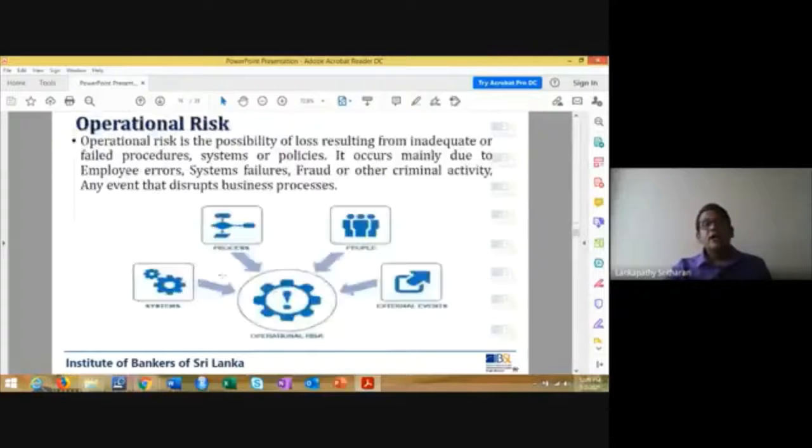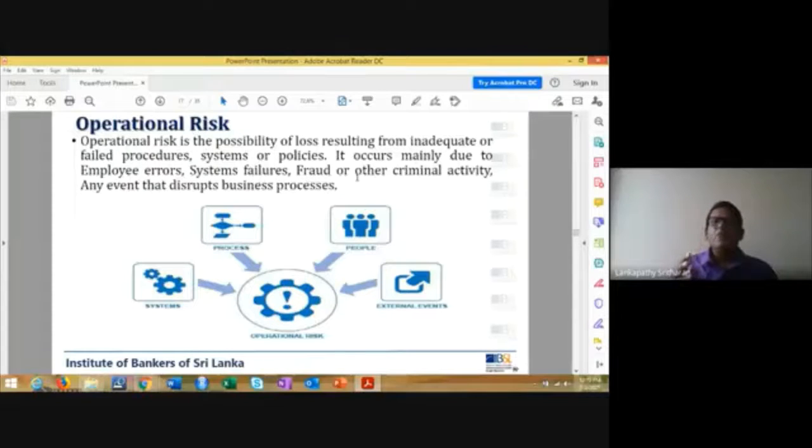We have the operational risk, of course. In non-financial risk, the most important risk is operational risk. Operational risk is the possibility of loss resulting from inadequate or failed procedures, systems, and policies. It occurs mainly due to employee error, system failure, fraud, and other criminal activity, any event that disturbs the business processes. Operational risk could arise in any institution, be it a bank, a finance company, or even a manufacturing company, IT company, tourism company, any company. But here, of course, we are relating to the finance institution. Operational risk is most important nowadays.